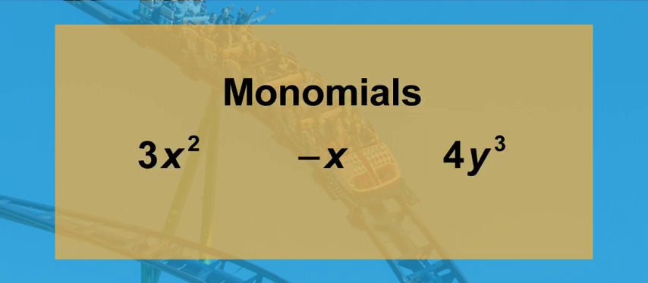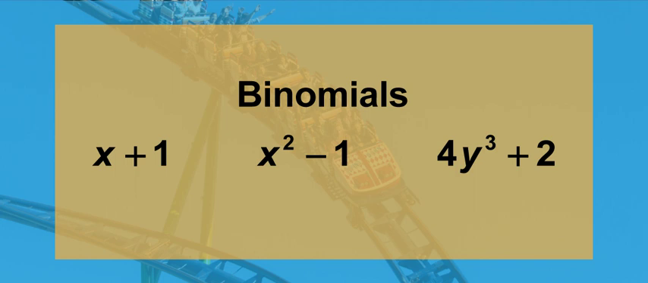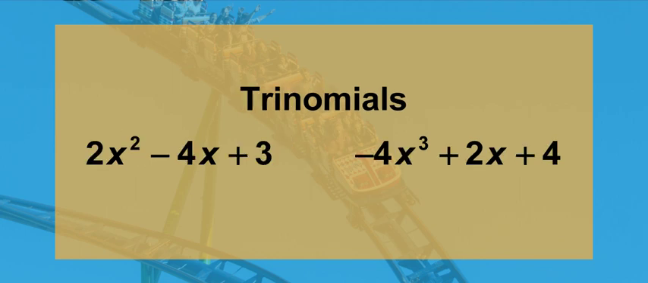Such a polynomial is called a monomial. Here are 3 examples of monomials. A polynomial with 2 terms is called a binomial. Here are 3 examples of binomials. A polynomial with 3 terms is called a trinomial. Here are 2 examples of trinomials.